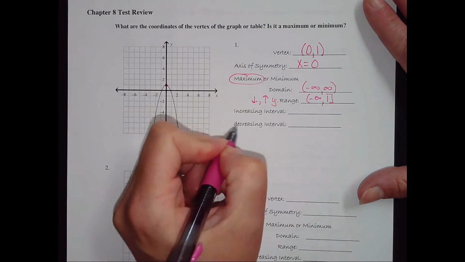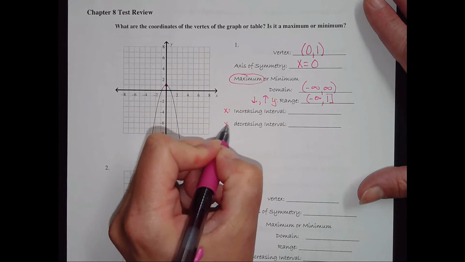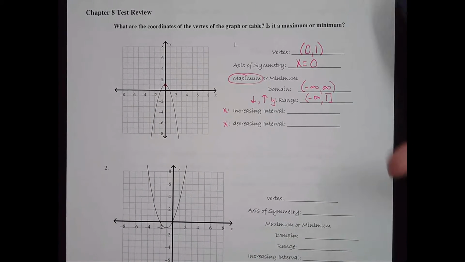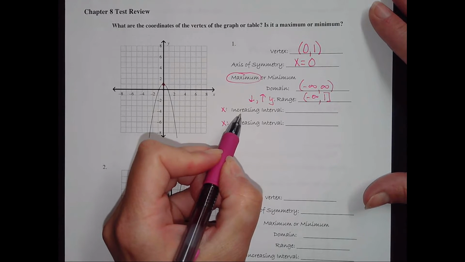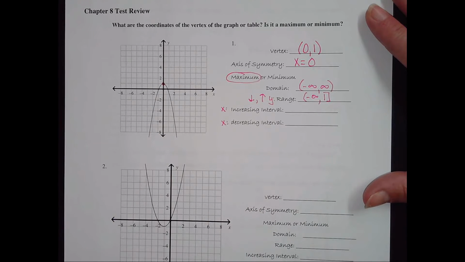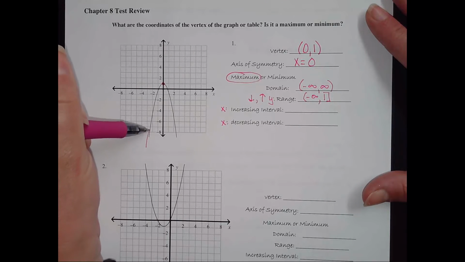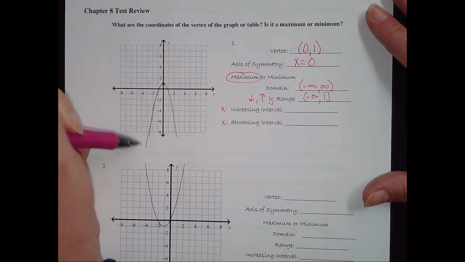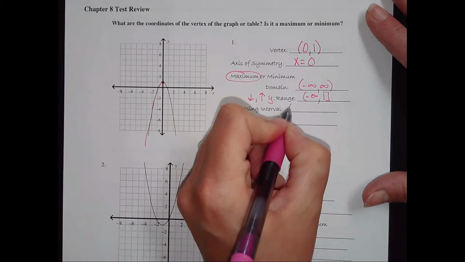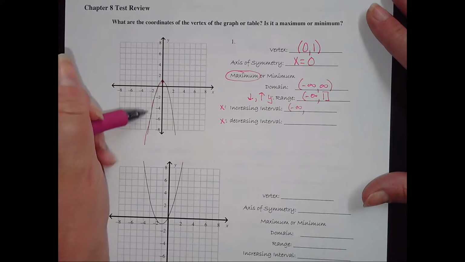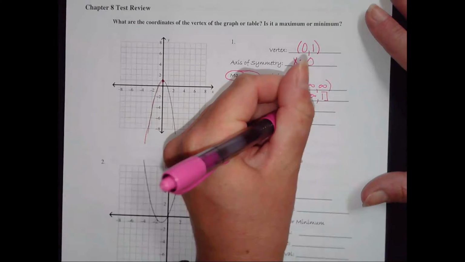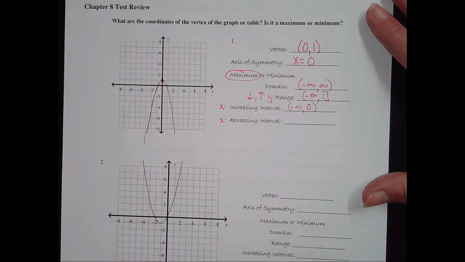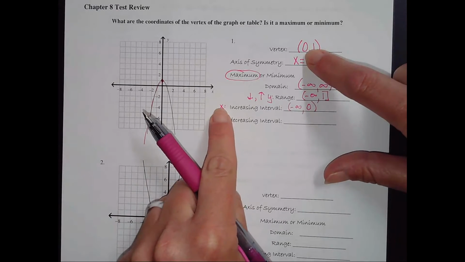The increasing and decreasing intervals have to do with the x values. Some people mess those up on your quizzes, so we've got to make sure we fix that for your test. So increasing interval is asking where is your graph increasing in regards to x values. It's increasing right here, and it starts increasing, we don't know, so negative infinity. And it increases until we get to here, which on the x-axis is 0. Don't put 1. It has to do with the x value of that vertex.